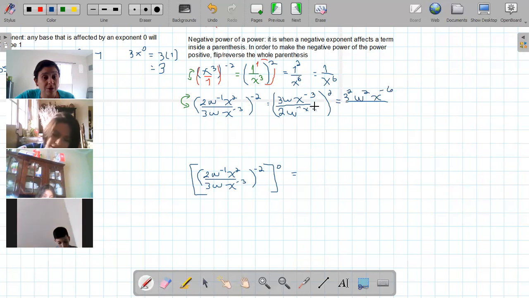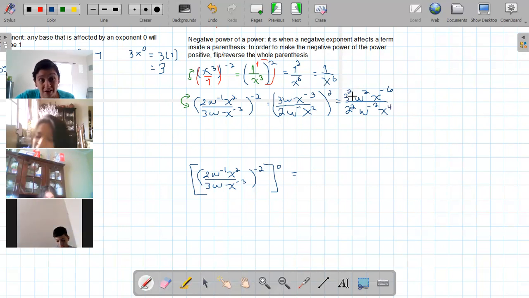Over. We're going to do the same thing with the denominator. This x looks really small, let's make it bigger. Okay, it will be 2 to the second power, w to the negative second power, because negative 1 times 2 is negative 2, and x to what power? 4. 4 power. Very good.